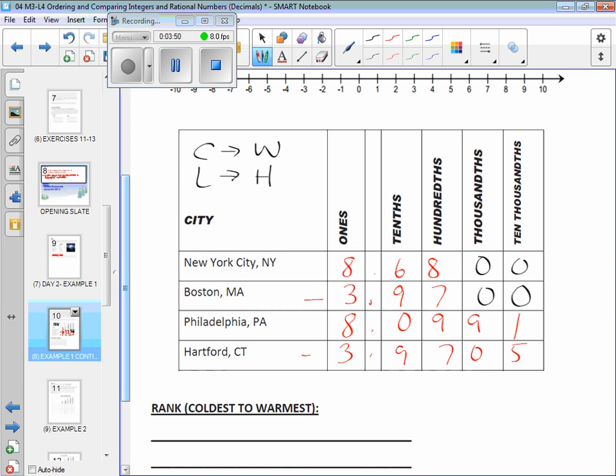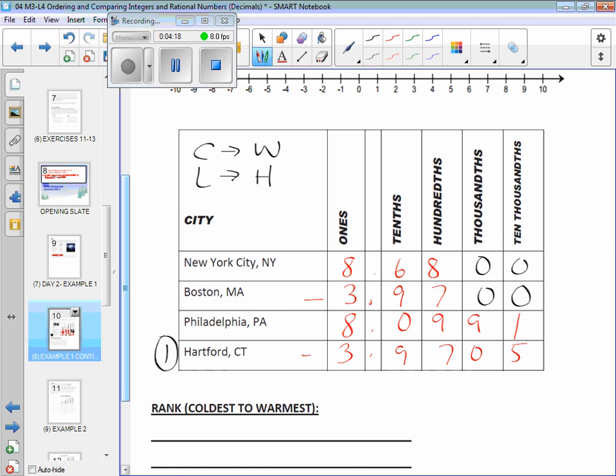What's lower? -5 or 0? What's furthest to the left? Sam. Think, number line, what's further left? -5 or 0? -5. So therefore, now Hartford becomes your coldest. Put a 1 there.